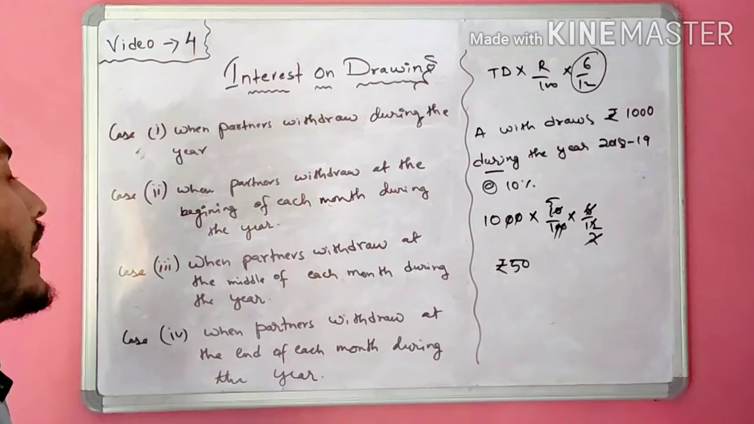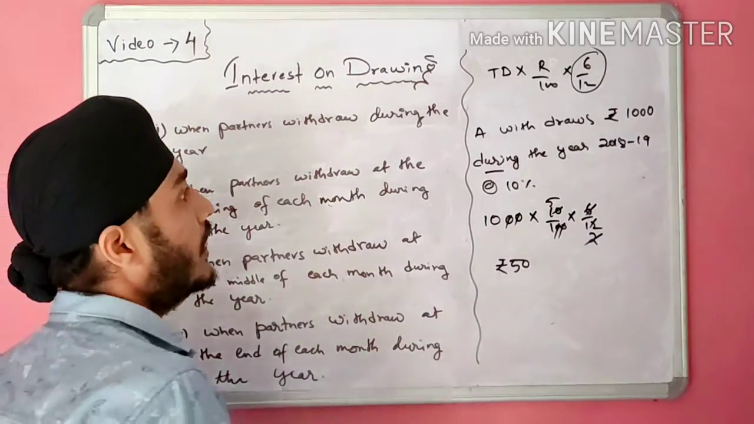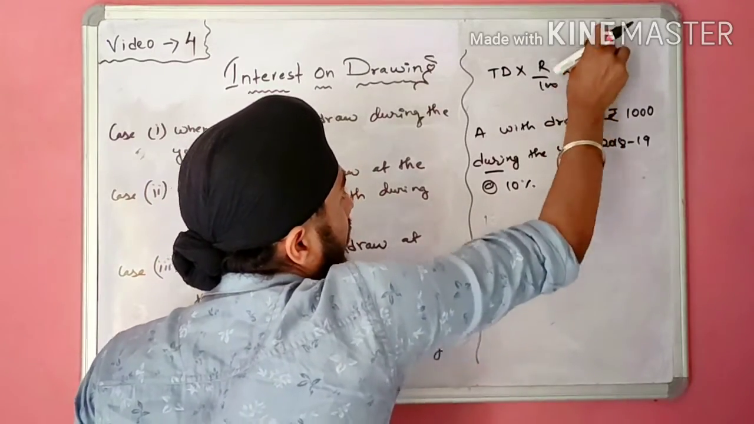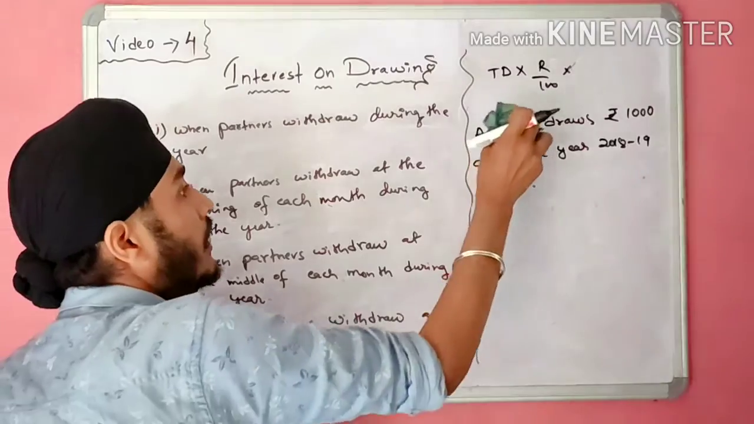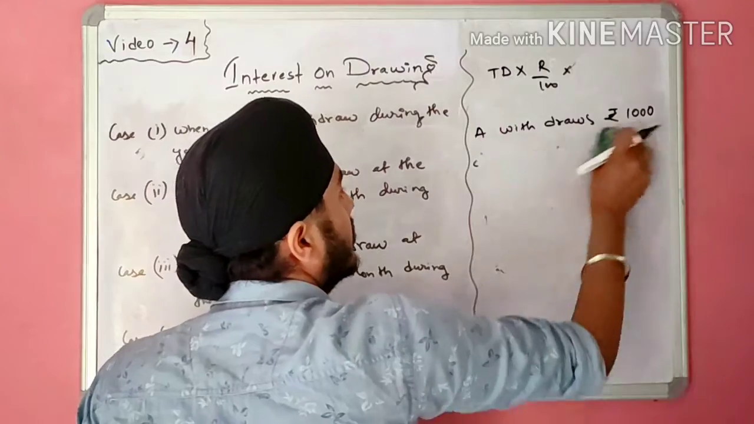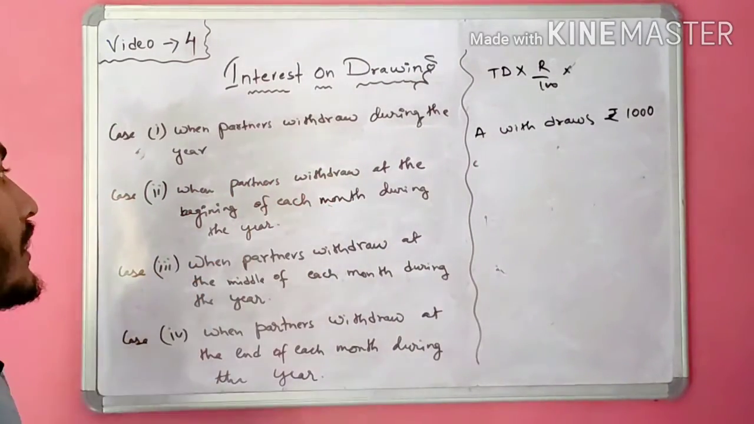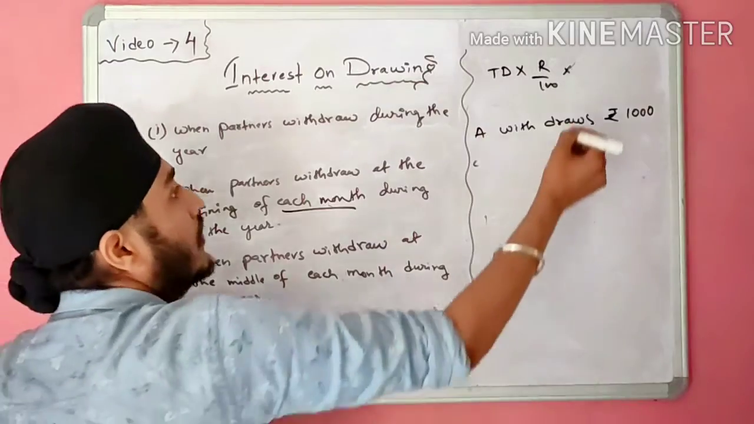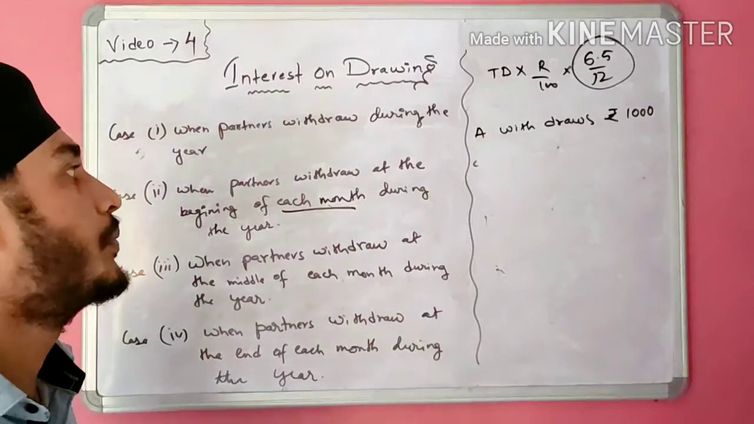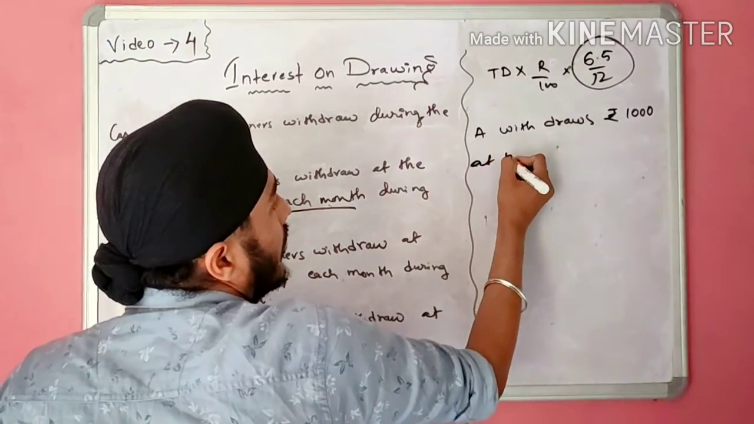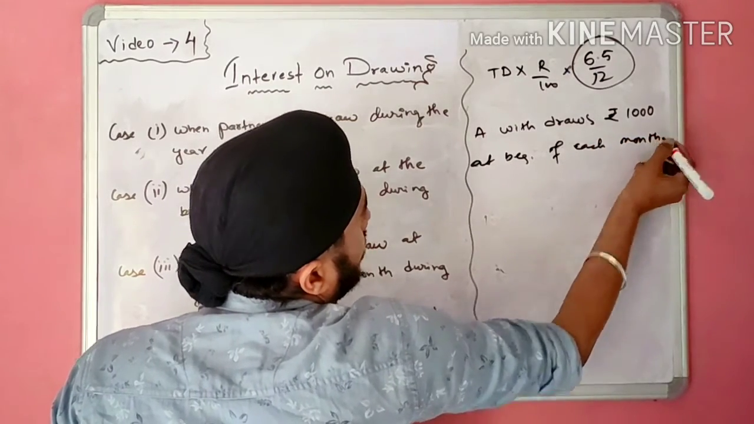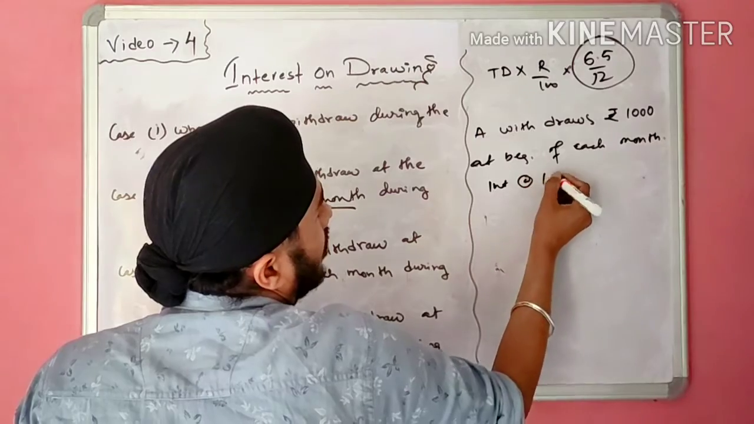Now we will see when partners withdraw at the beginning of each month during the year. How will we calculate the interest on drawing? Let us see. Whenever the partners draw at the beginning of each month, the time period will be 6.5 by 12. So A withdraws 1000 at the beginning of each month, interest at the rate of 10%.